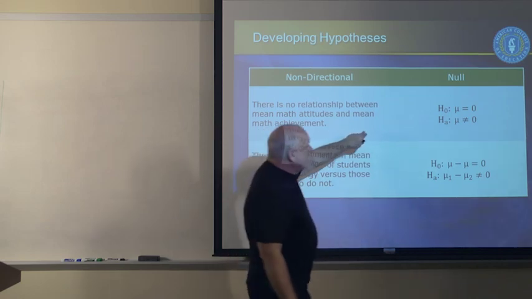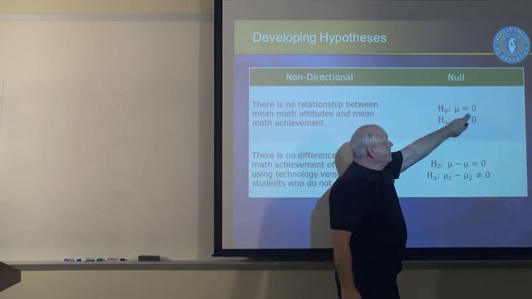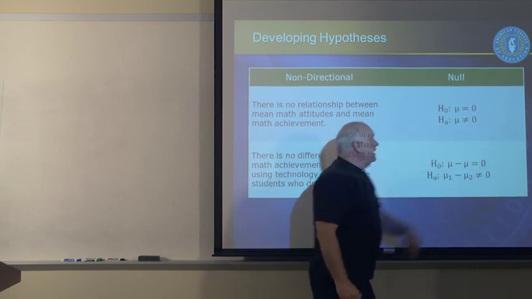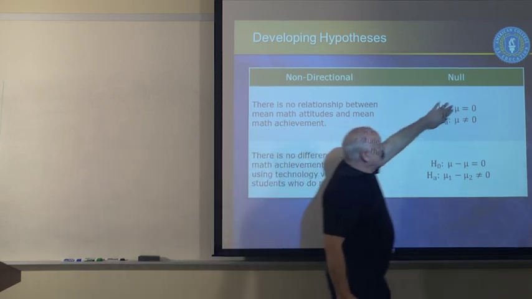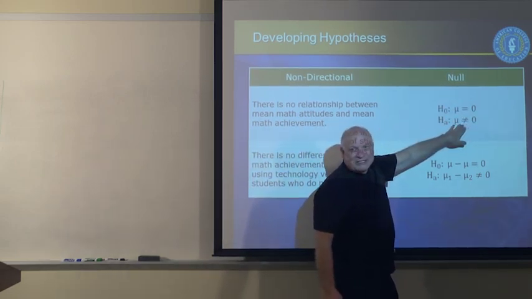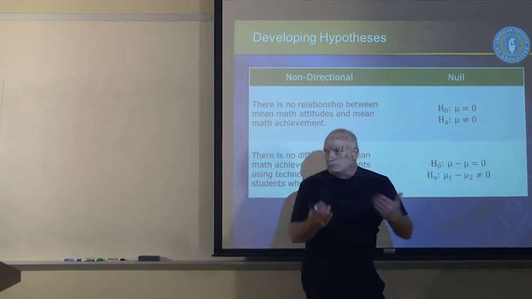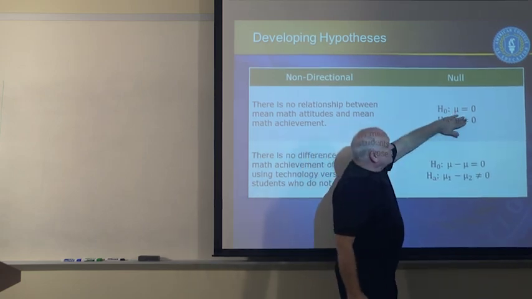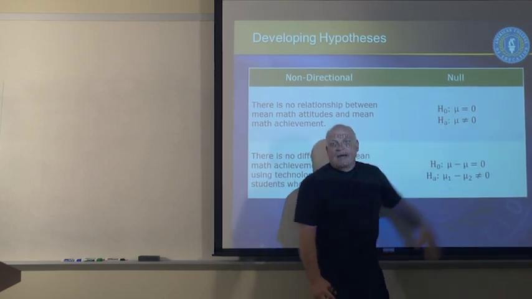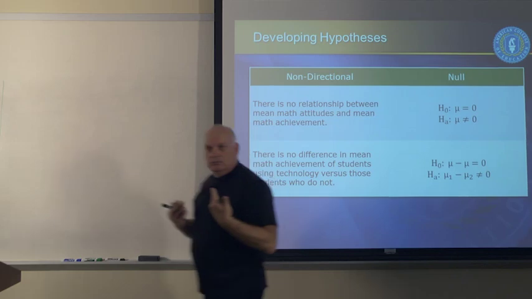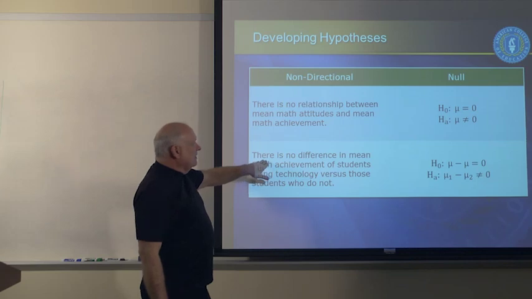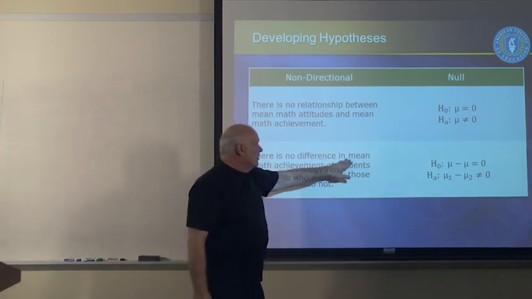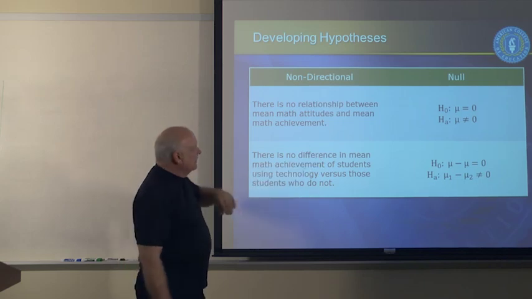So here are two different ways of writing this. This one is mu equals 0. The alternative is mu not equal to 0. So if I reject the null hypothesis, what I'm saying is that there is a significant difference. The two groups aren't equal. If I fail to reject the null hypothesis, I'm assuming that the two groups are equal, that there is no difference. In the other way of writing it, there is no difference.